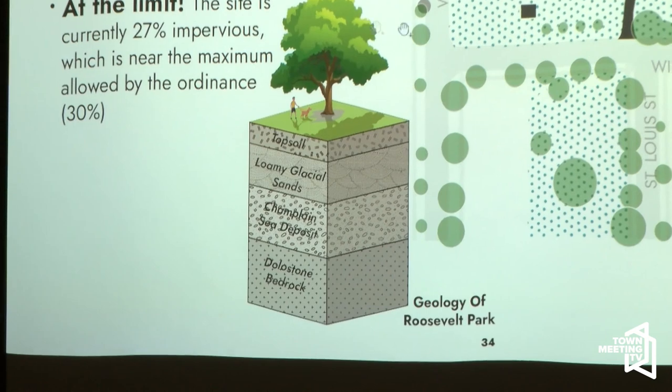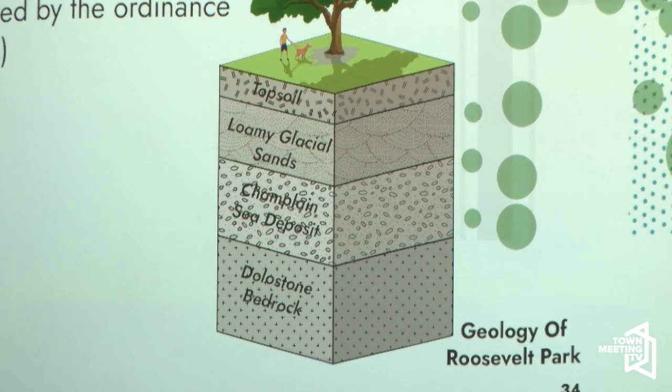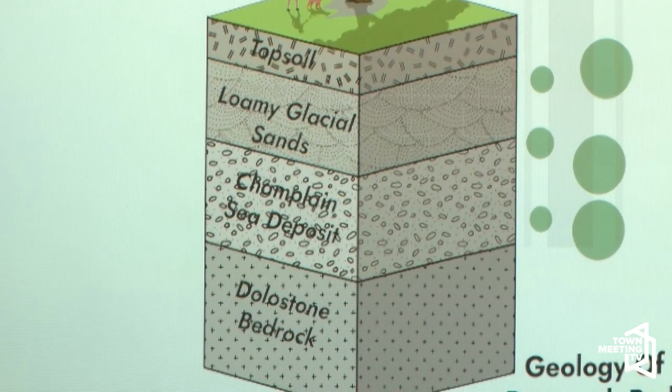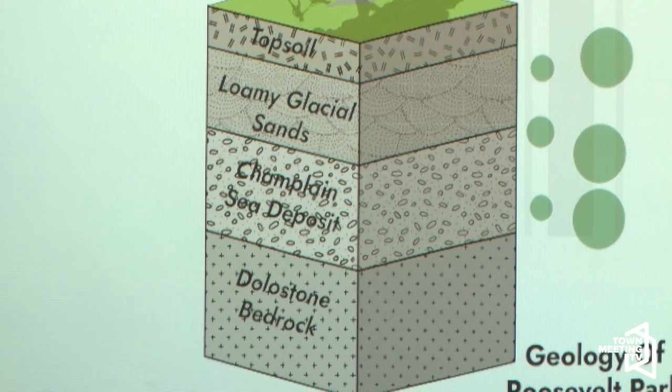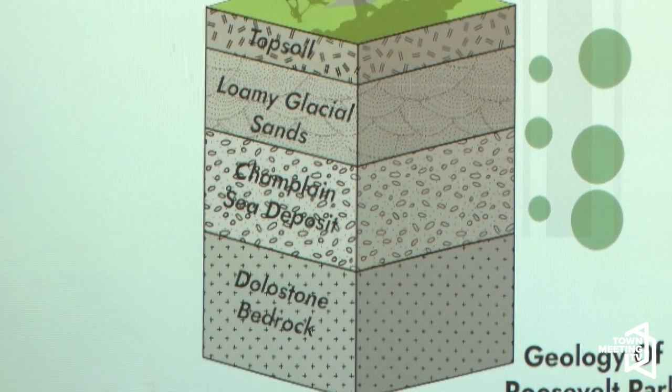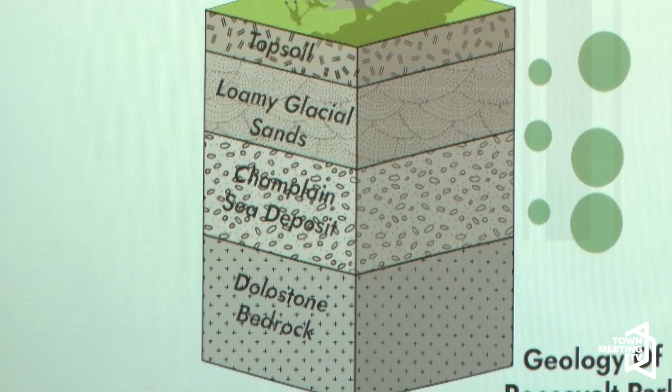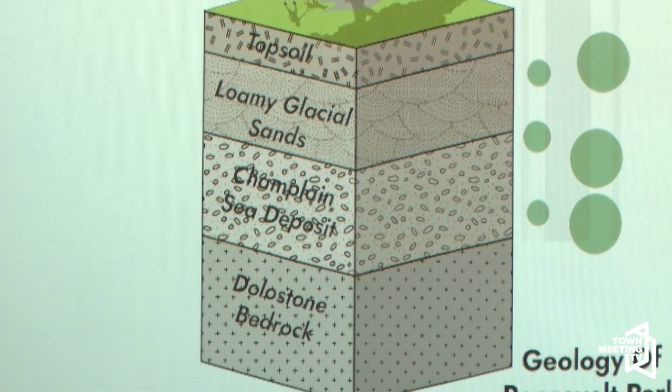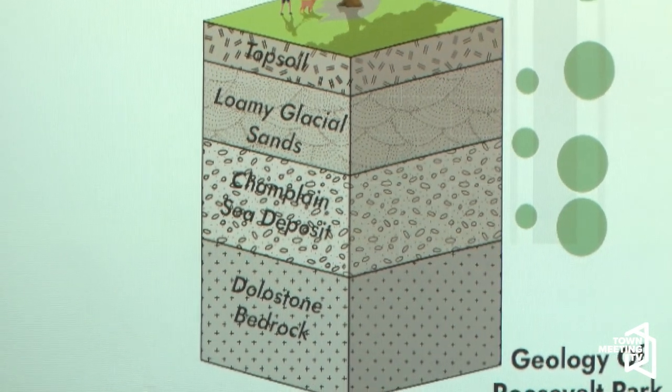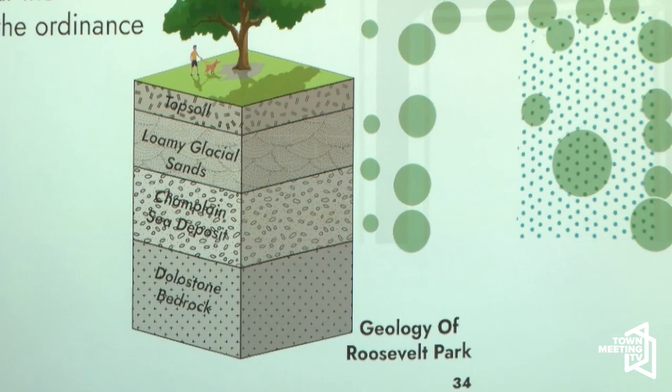The areas shown in dark gray are impervious, meaning they don't allow the water through, and those are the tennis courts, basketball courts, the pathways, and the roofs we have in the park. So if you're curious about percentage, about 27% of the site is impervious today.